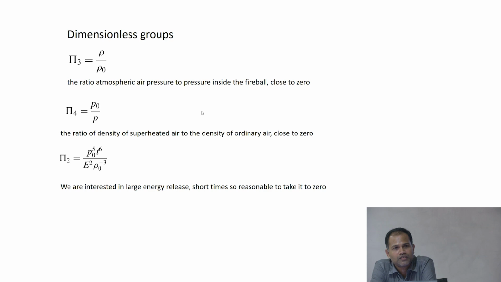Okay, so two non-dimensional groups are going to be extremely small. And he also said, look at this pi 2, one of the non-dimensional groups that he got, which had this particular combination. And he said he would look at things when time is very small. That means at the very beginning of the explosion. Okay, so this is t to the power of 6. That means it's going to be an extremely small quantity.